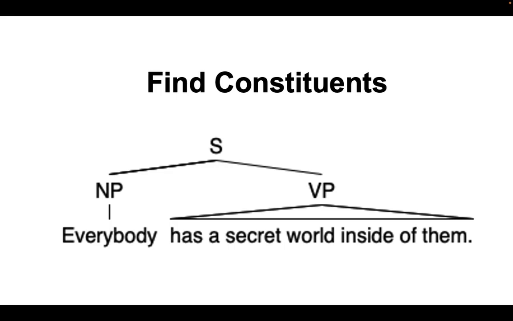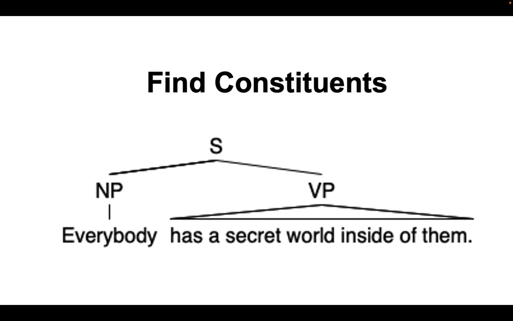All right, so the NP, the noun phrase, is everybody, and that is just a single word functioning as a noun phrase, and that happens a lot. You can have a noun phrase that has just a single noun, or if you have a pronoun, then normally that is going to be an entire noun phrase by itself, as is the case with everybody. And then the VP is everything after the word everybody.